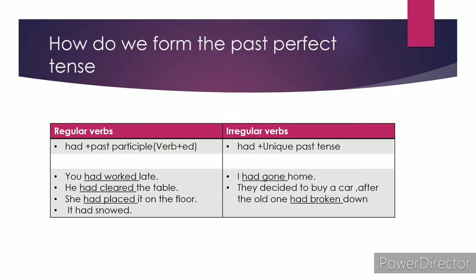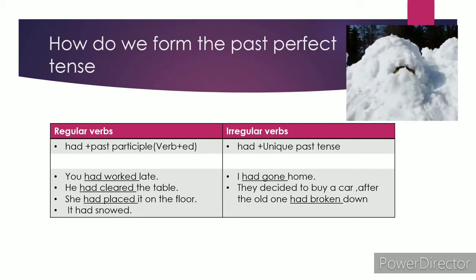Now, irregular verbs. Had plus unique past participle. Example, I had gone home. They decided to buy a car after the old one had broken down.